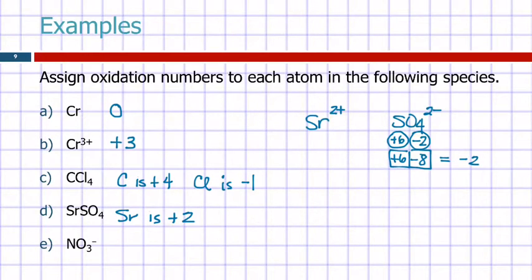So strontium is plus 1, the sulfur is plus 6, and the oxygen, each of them, is minus 2. If we look at them like this and say, well, there's 1 strontium and there's 1 sulfur, that adds up to plus 8, and 4 oxygens at minus 2 each adds up to minus 8, and overall that adds up to 0, which is the overall charge on this formula unit.